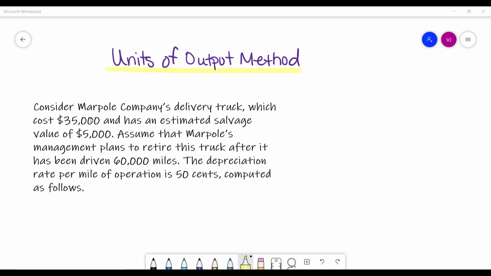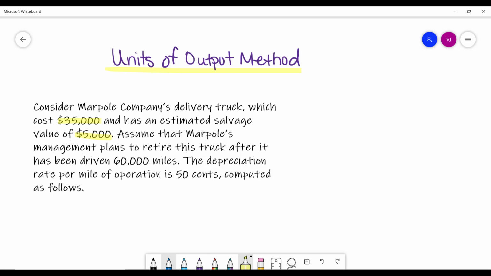So here we're looking at Marple Company. Consider Marple Company's delivery truck, which costs $35,000 and has an estimated salvage value of $5,000. Assume that Marple's management plans to retire this truck after it has been driven 60,000 miles. The depreciation rate per mile of operation is 50 cents, computed as follows.